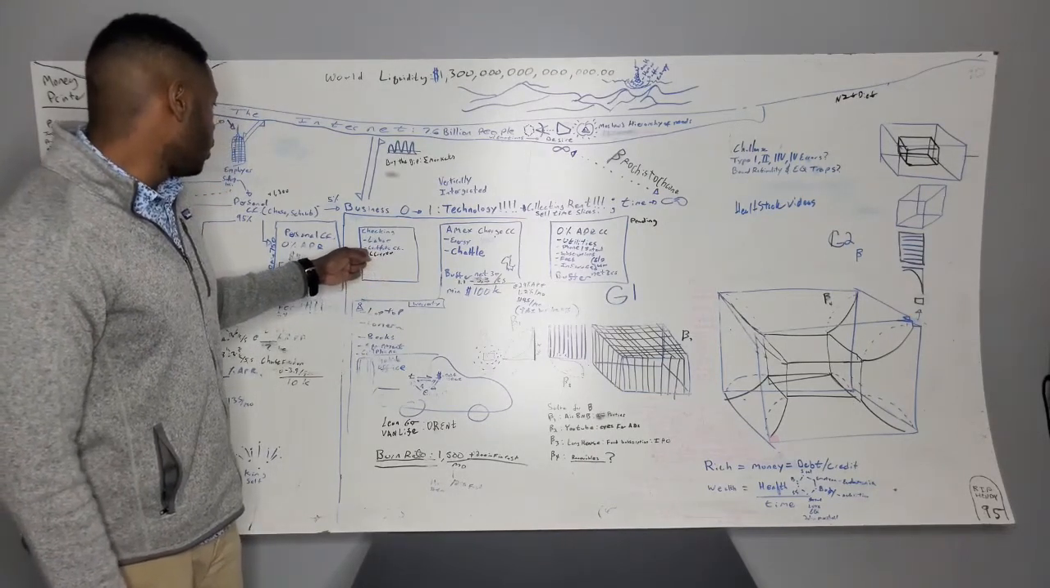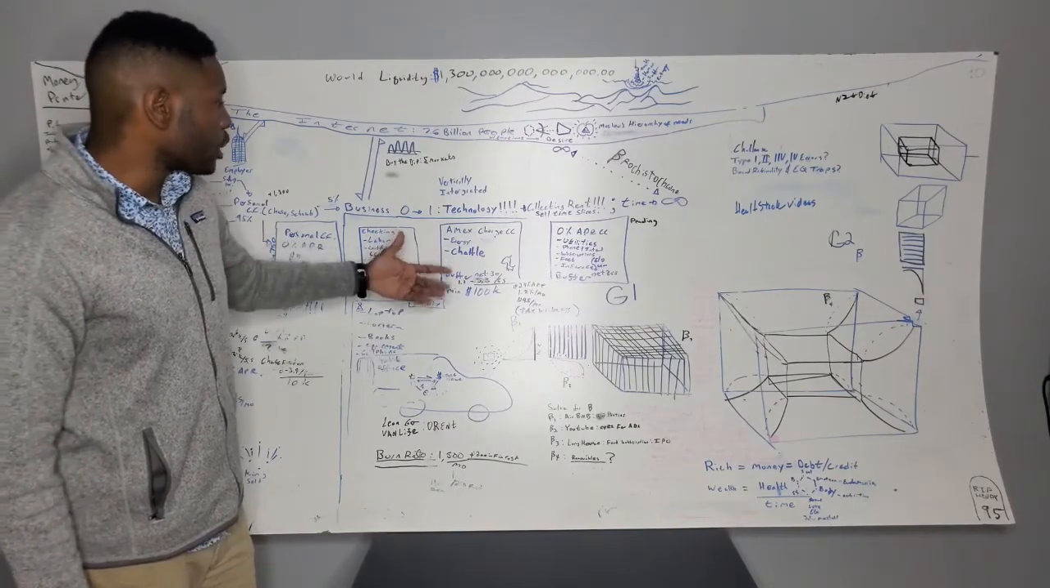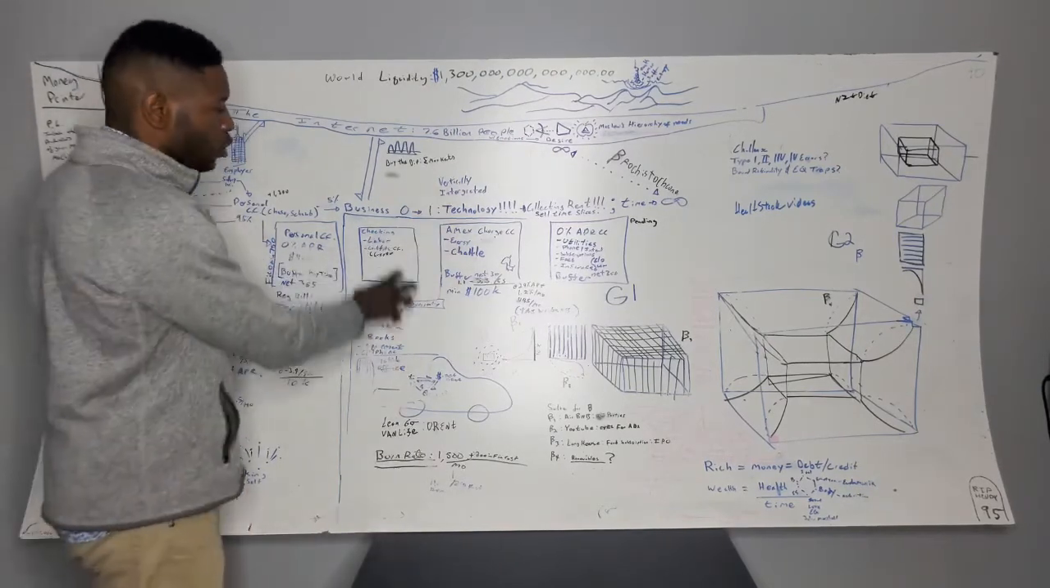By labor, to also pay off credit cards. Which type of credit cards do you want? You want two credit cards. Remember, this is almost like a chessboard.